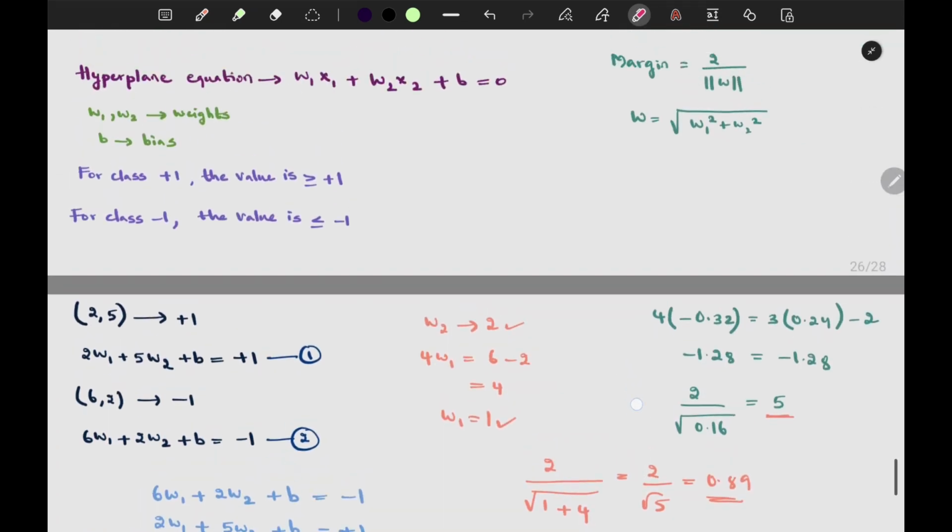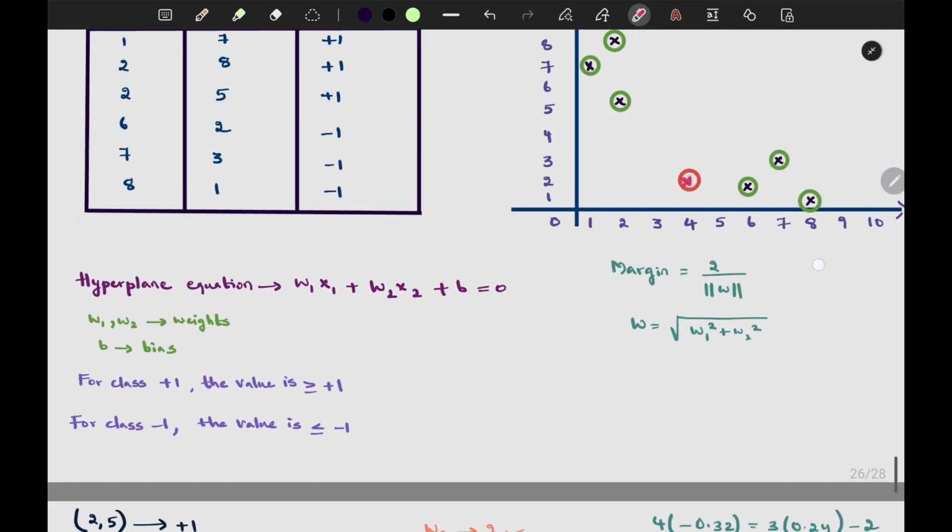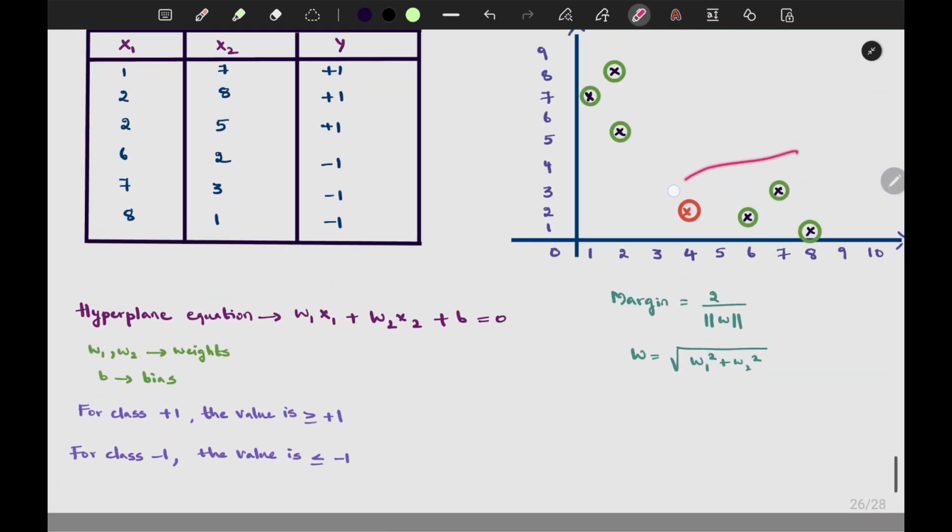If you see here, this is my new point, and it is nearer to this particular class compared to this class. That is how you can think it is correct. Here there are very few points, so you can tell just by looking. But if you have multiple points, you will definitely need to solve these equations and everything. This is all about this video.